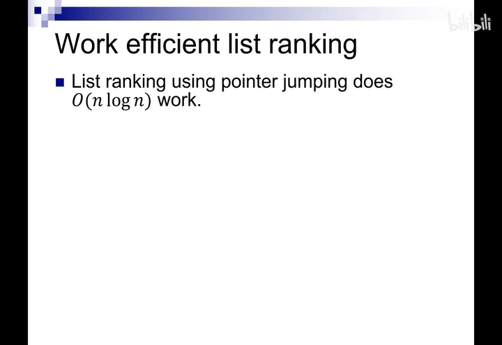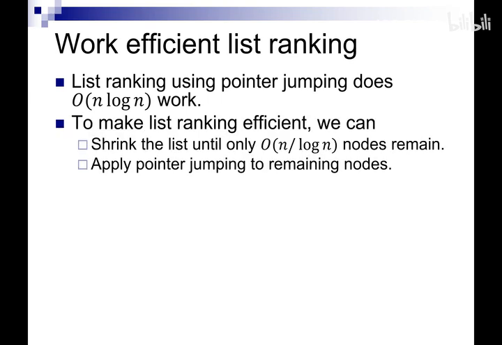Okay, so next, let's see how we can make the list ranking algorithm work-efficient. And then once we know this, we can also use the same idea and make the prefix sum work-efficient. So to make list ranking work efficient, what we're going to do is shrink this list until only n divided by log n nodes are left.